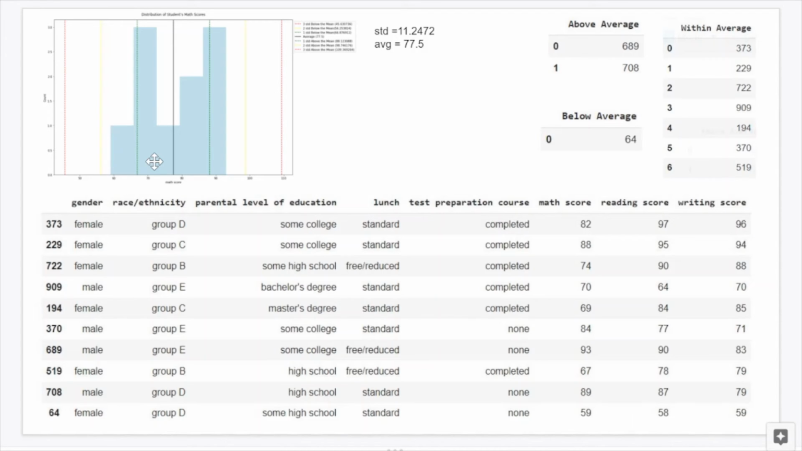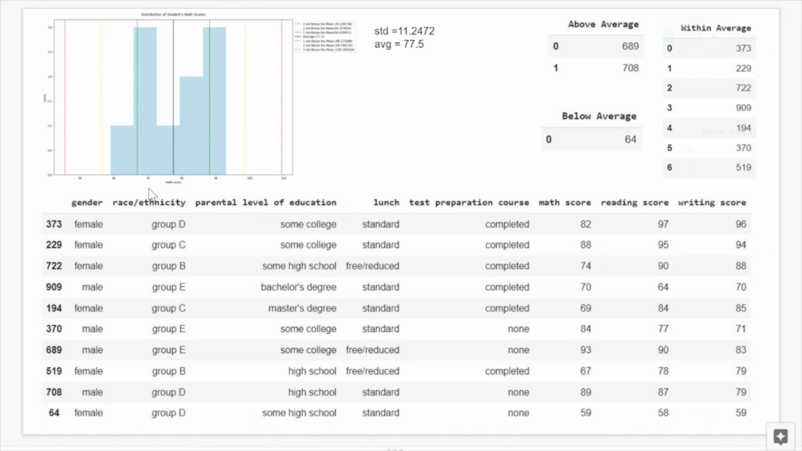Student 909 got a 70. So a 70 is right here, right? So that's again 1 standard deviation below the mean. So we can say student 909 is 1 standard deviation below the mean, or below the average math score. So they are within average still.